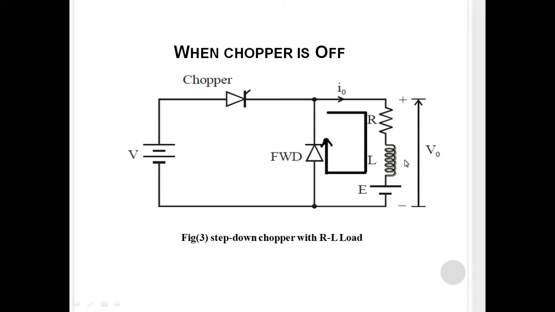That means when the chopper is on, we get the output V output equal to the supply voltage Vs. And when the chopper is off, there is no output across the load, that is 0.